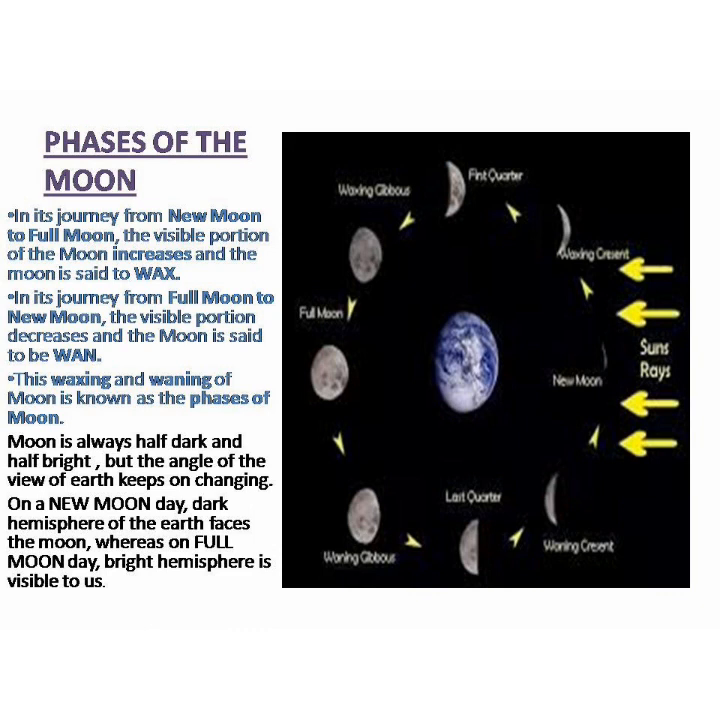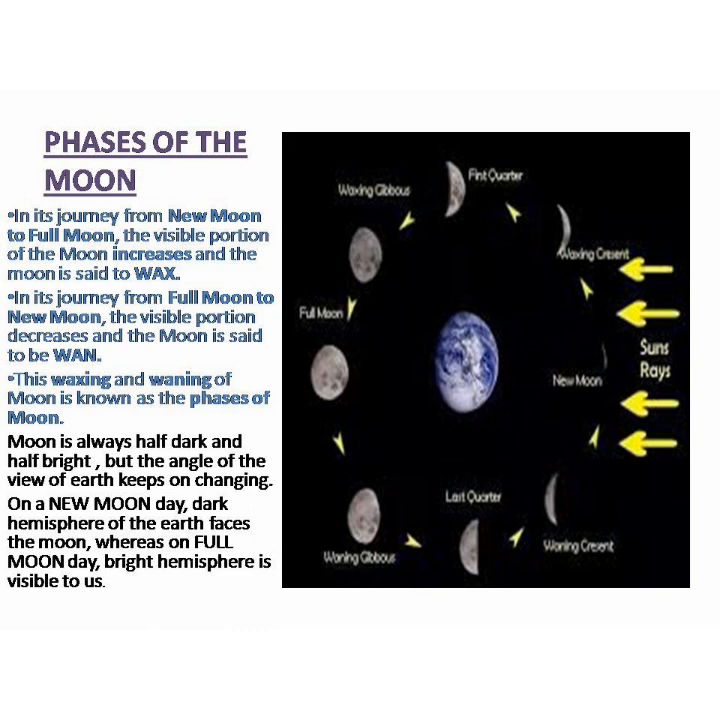In its journey from new moon to full moon, the visible portion of the moon increases and the moon is said to wax. In its journey from full moon to new moon again, the visible portion of the moon keeps on decreasing and the moon is said to be waning. This process from new moon to full moon is called the waxing process, and from full moon to new moon again is called the waning process. So these two processes, waxing and waning, are known as the phases of the moon.